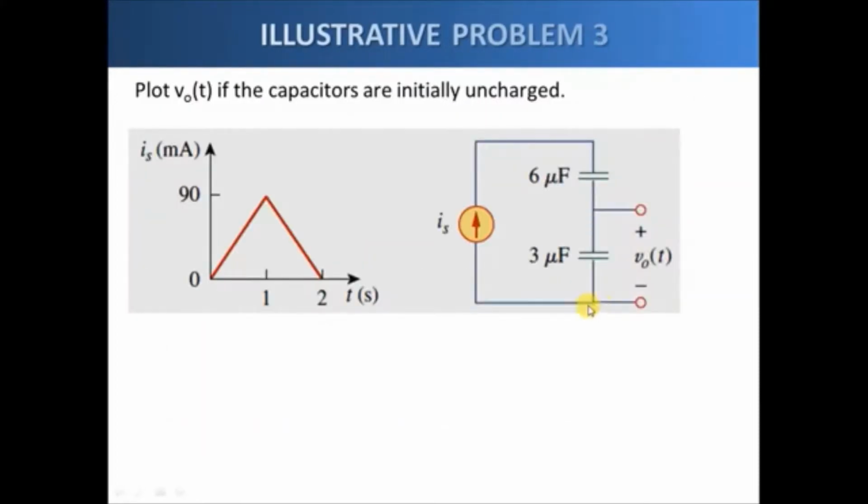Now, in our third example, we have two capacitors, 6 microfarad and 3 microfarad in series, and flowing towards the series combination is the current I sub S, defined as this graph. And then we're being challenged to find what is the voltage across the 3 microfarad capacitor.